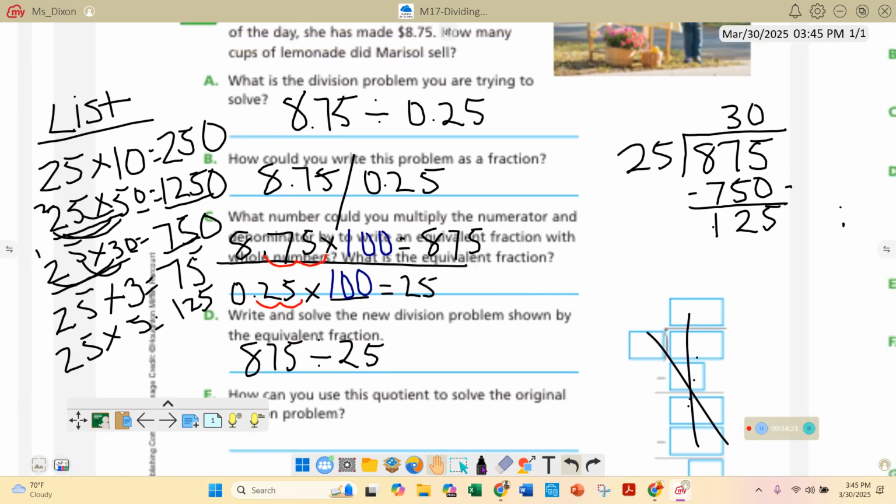Now looking at our partial quotient, we're going to come up here and put 5 right above the 30. 5 times 25 is 125. Subtract and we get 0. Our remainder is less than our divisor. 0 is less than 25, so we're ready to stop. How do we get our final answer? Add all of your partial quotients. 30 plus 5 equals 35. So to solve it, we get 35.